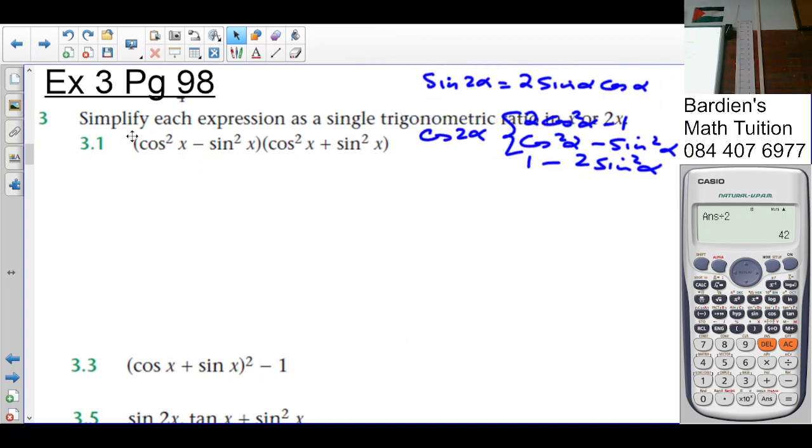Right. So here we are told in number 3, simplify each expression as a single trigonometric ratio in x or 2x. Right, so what's happening here? What is cos squared x minus sine squared x? Cos squared x minus sine squared x is the same as cos 2x.